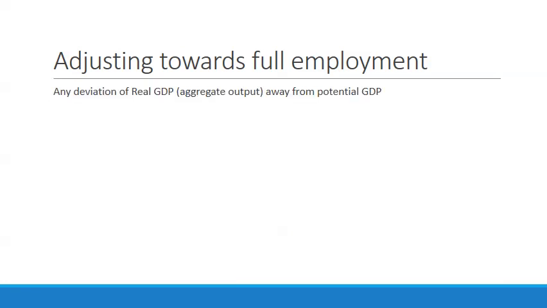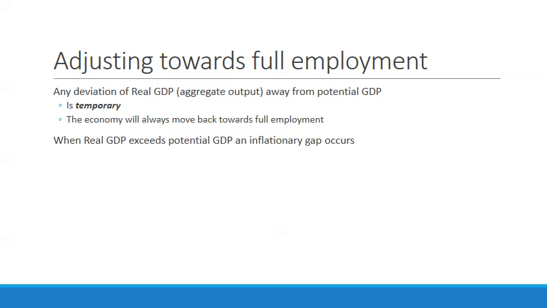So in this situation, any deviation of real GDP, aggregate output, away from potential GDP is temporary. The economy is always going to move back towards full employment. Now, it may take a while, but that's what it's going to do. And it may not stay there for long, but it will always move back towards full employment. So when real GDP exceeds potential GDP, an inflationary gap occurs. And an inflationary gap is the amount by which real GDP exceeds potential full employment GDP.